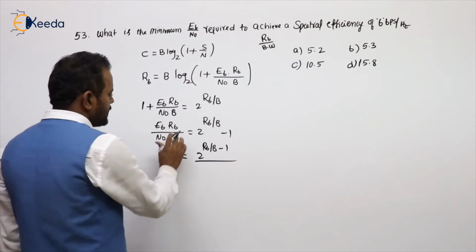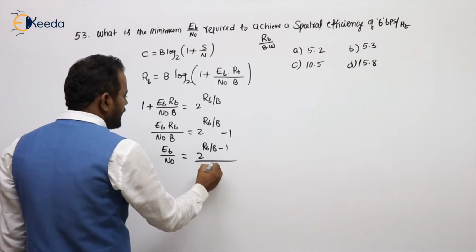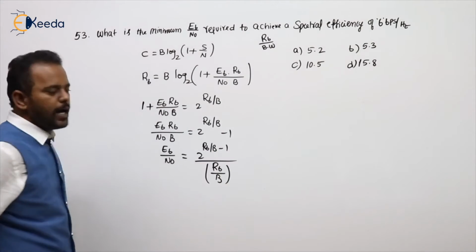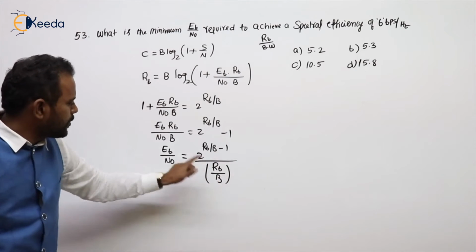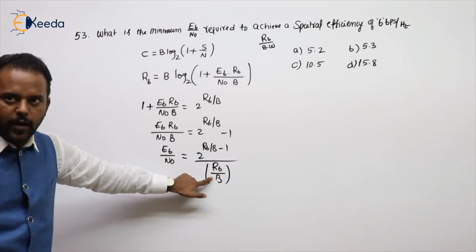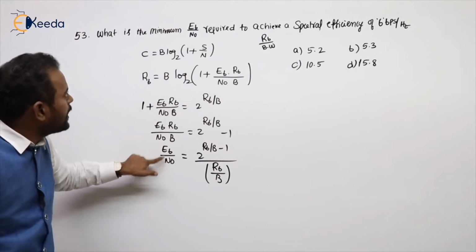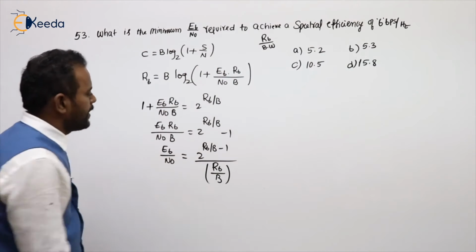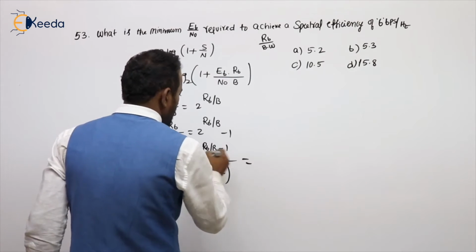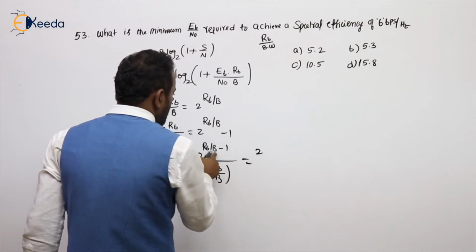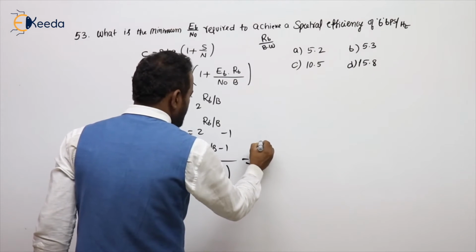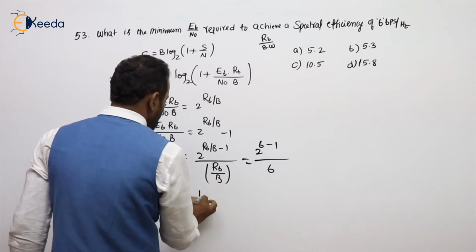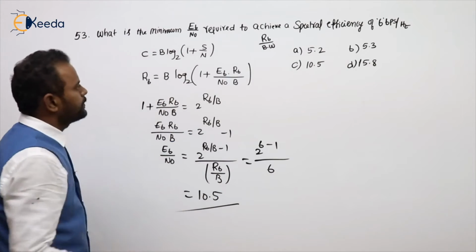How I am writing is this as Rb by B. Anyhow, B comes in the numerator, that I kept in the denominator of the denominator. Eb by N0 is what he wants. What is this Rb by B value given? Bandwidth, 6 is given. So substitute all values. This is 2 power Rb by B, that is 6, minus 1 divided by 6. Calculate, you will get 10.5.